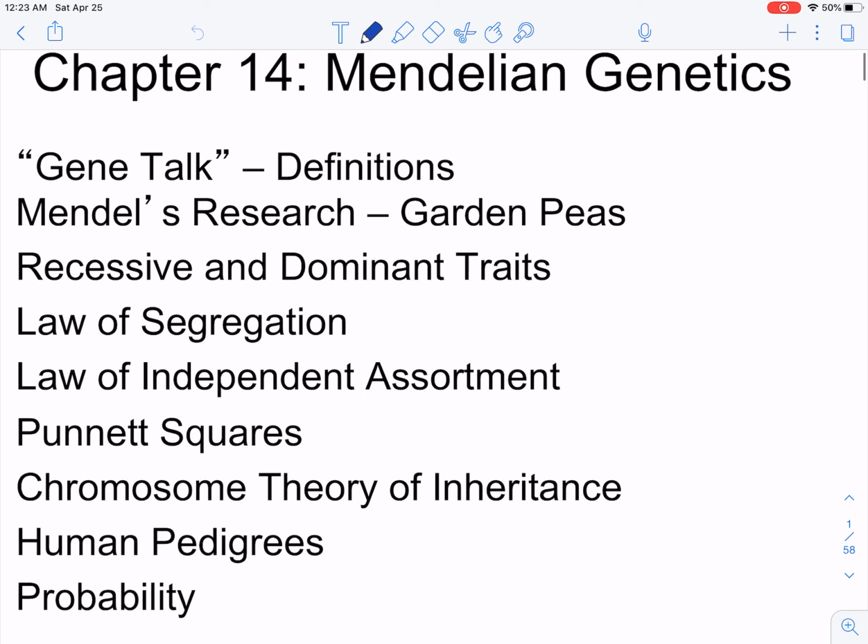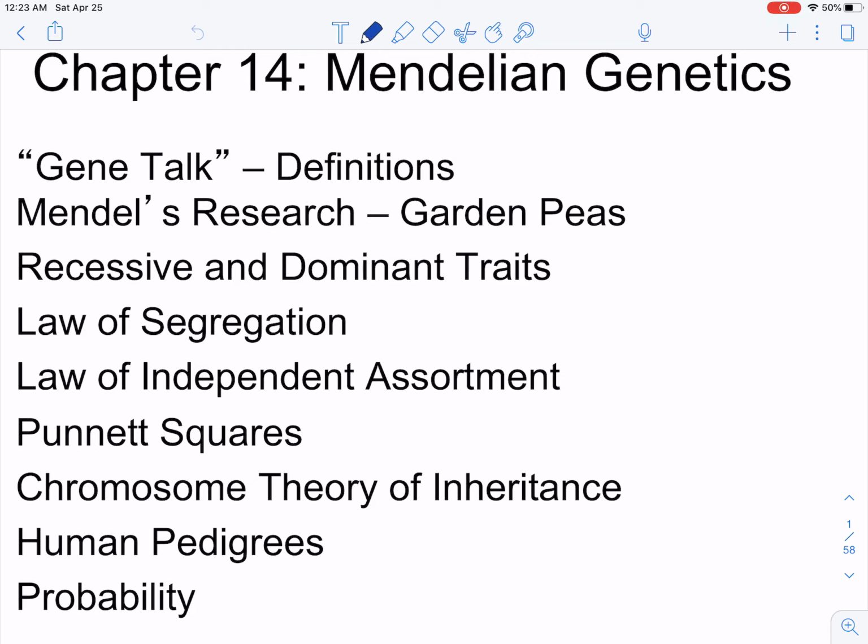We'll also talk about recessive and dominant traits, and then get into some ideas that we were ending on in meiosis, which was the law of segregation and the law of independent assortment. And that's talking about how chromosomes separate during meiosis. Then we'll get into Punnett squares, which are fun, and I hope you have fun with some of the problems.